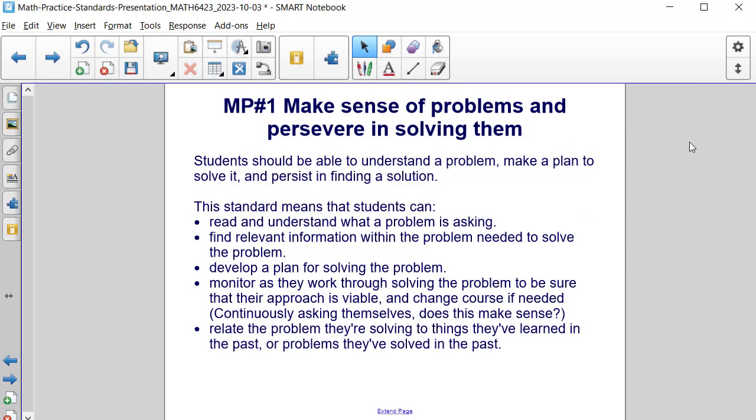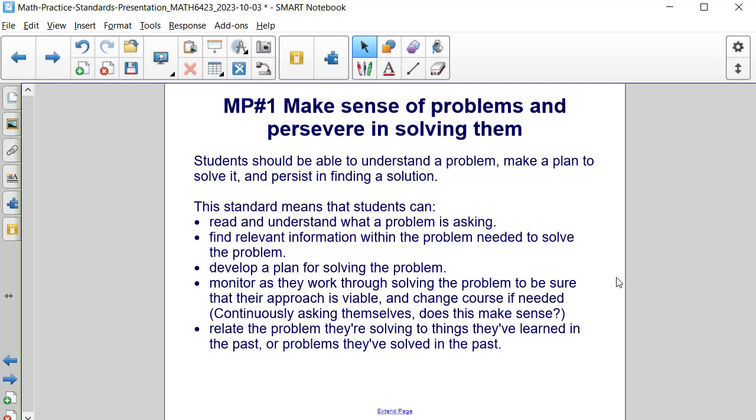The first math practice standard is to make sense of problems and persevere in solving them. Students should be able to understand a problem, make a plan to solve it, and persist in finding a solution. This standard means that students can read and understand what a problem is asking, find relevant information within the problem needed to solve it, develop a plan for solving the problem, monitor as they work through solving the problem to be sure that their approach is viable, and change course if needed. So they're continuously asking themselves, does this make sense?